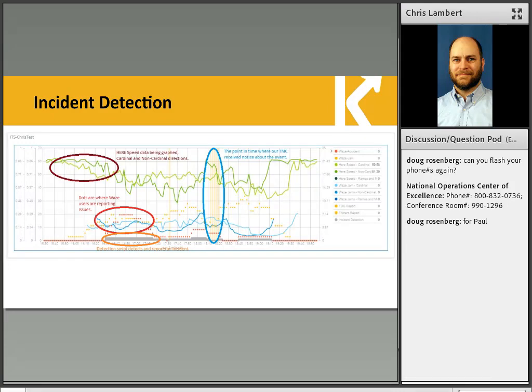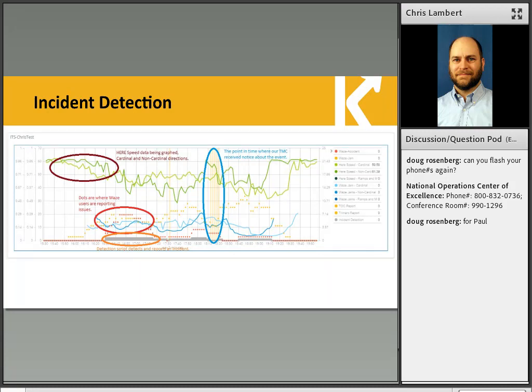I'm not sure if it's really visible on all your screens, but notice the green lines at the top, which I've circled in purple. That's our traffic speeds, and this is every 2 minutes. This is graphed every 2 minutes across a section of roadway. The green lines at the top represent our cardinal and non-cardinal direction speeds. You can see the speeds start fluctuating quite a bit.